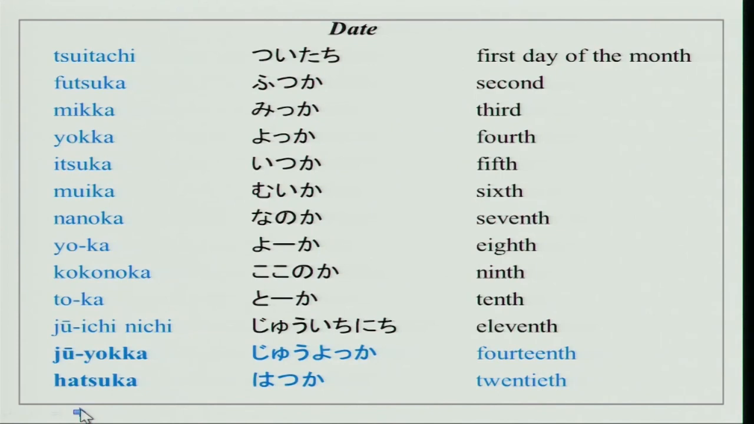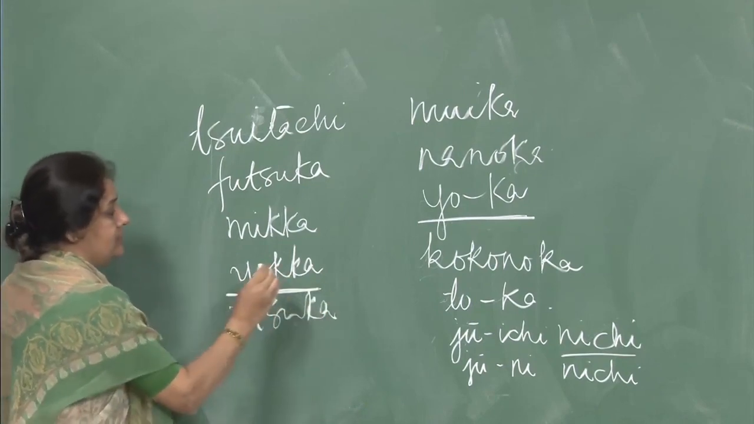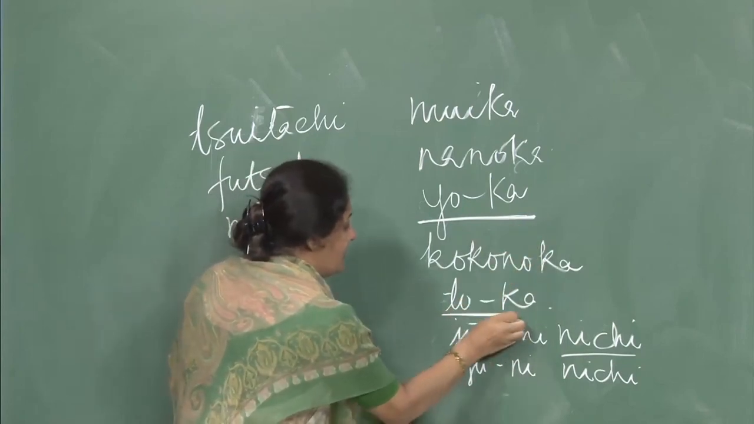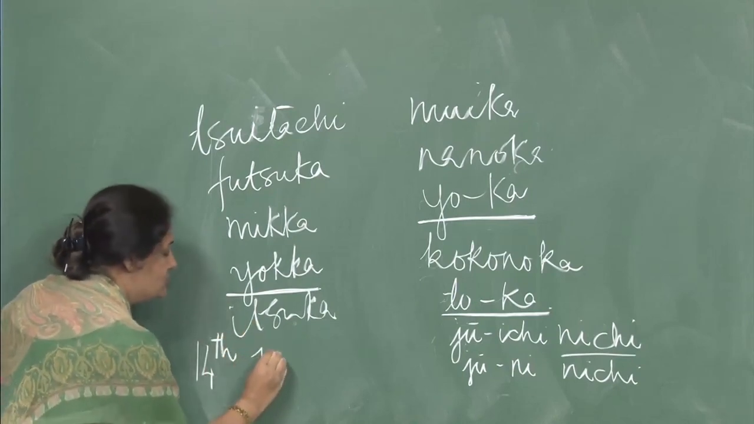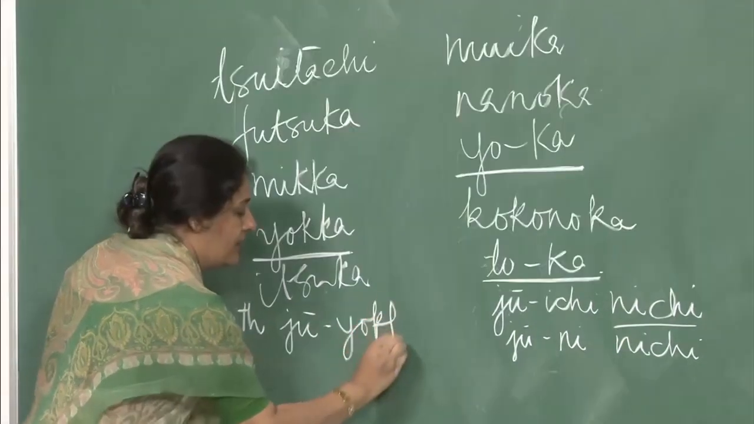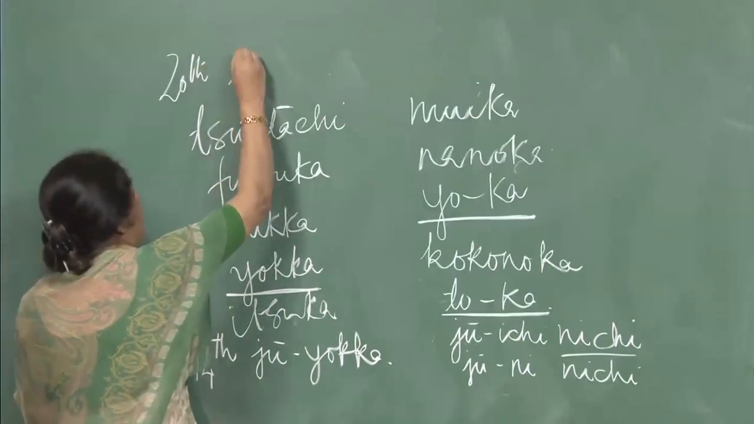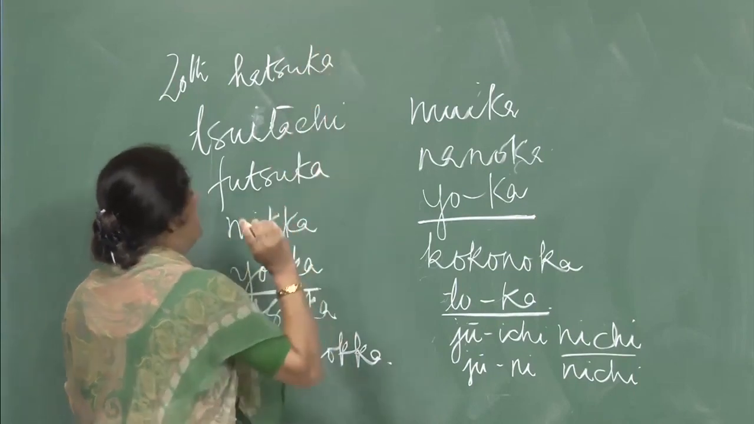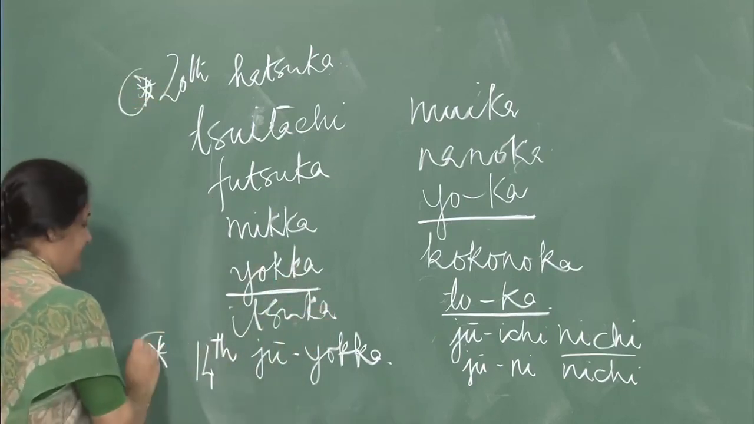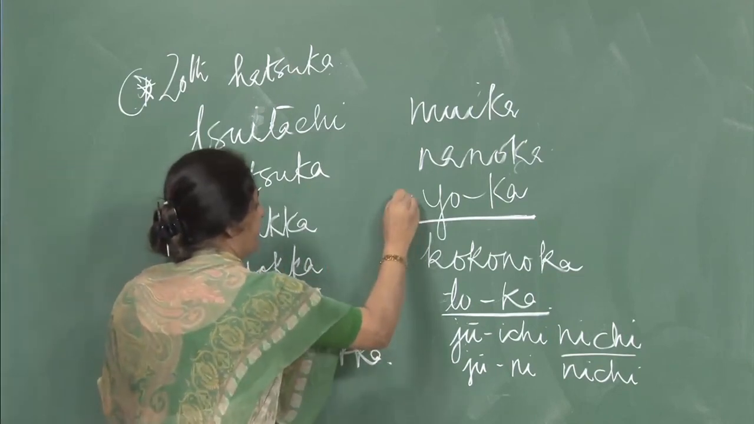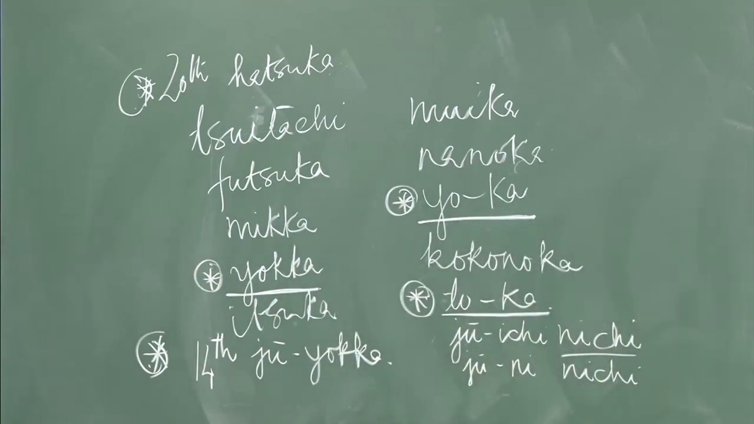So well, over here, this is a small sound, this is a long sound, this is an elongated long sound, and again you have 14th. 14th has ju-yokka and not ju-yon-nichi. And the 20th is hatsuka and not niju-nichi. These are exceptions, so please remember these. Please remember these and practice as many times as you can so that it settles inside very nicely.